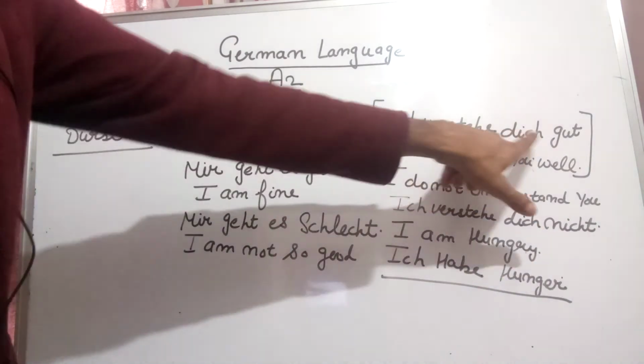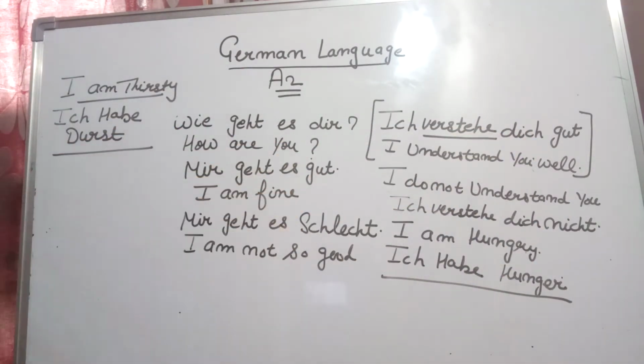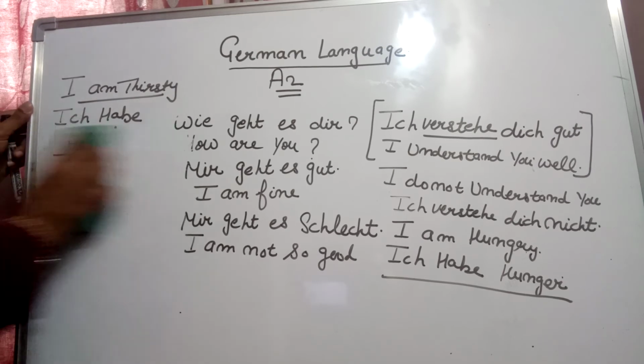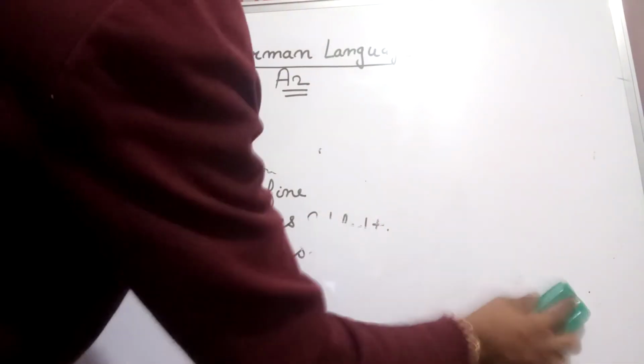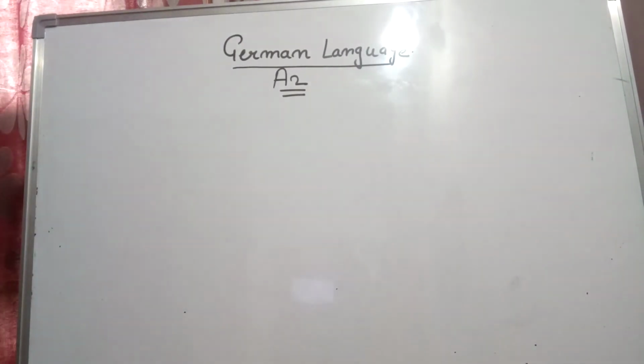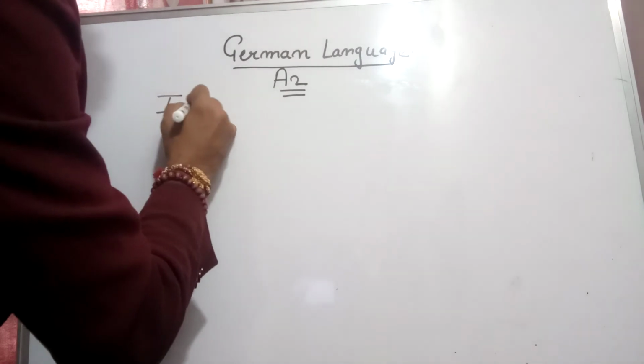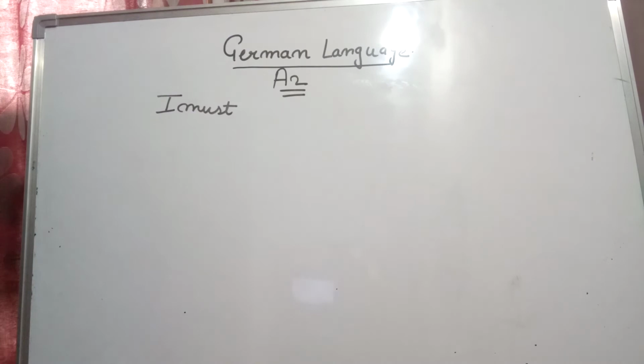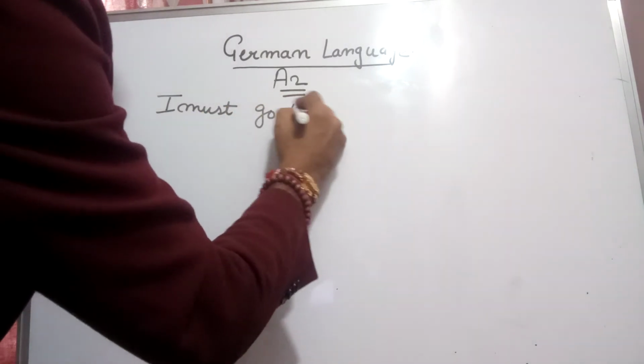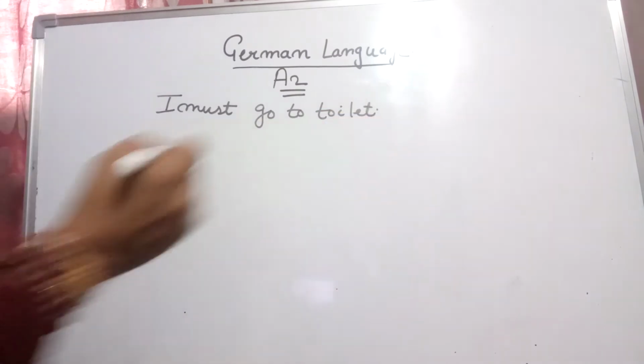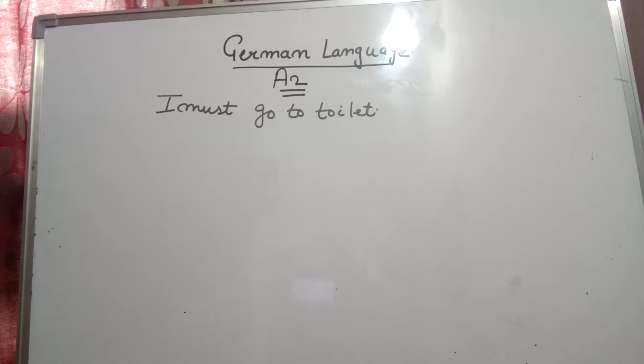If you will say I am thirsty, so what you will say? Ich habe Durst. Ich habe. We have to use the haben verb. Is it clear to you? Durst. So these types of phrases you have to understand. Ich habe Durst. Ich habe Hunger. Ich verstehe dich nicht. Ich verstehe dich gut. Wie geht es dir? Mir geht es gut. Mir geht es schlecht. Is that clear to you? Pen down please, because these phrases will help you out. Is that clear to you? I'm going to rub this now and we'll move forward to a next phrase.